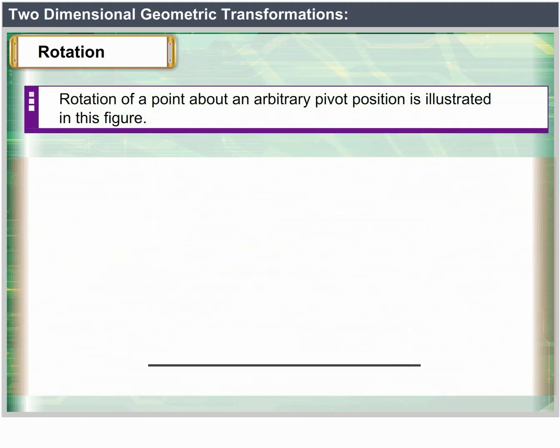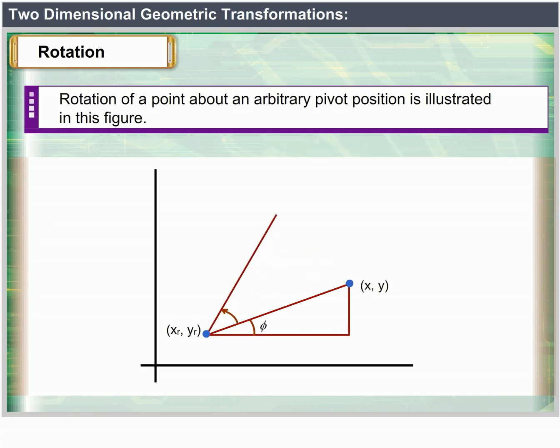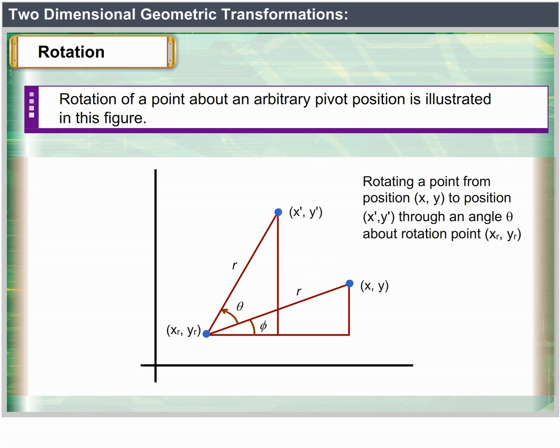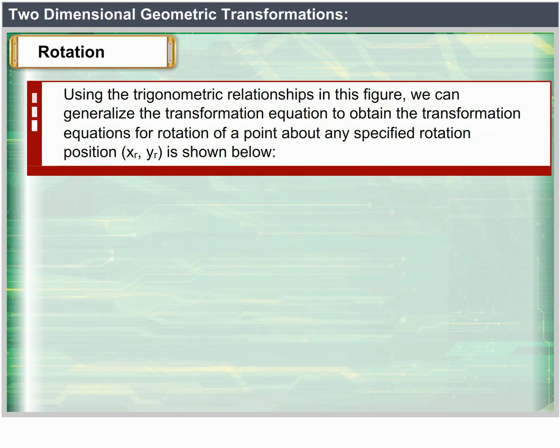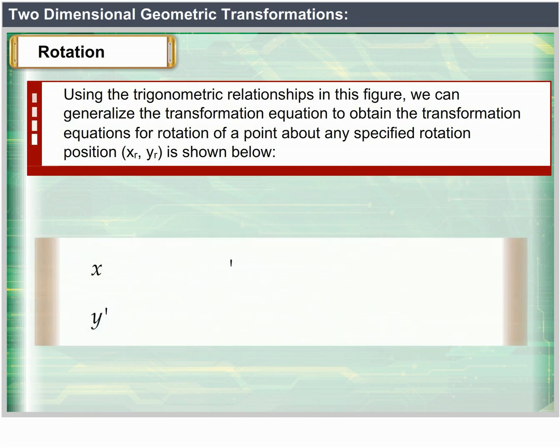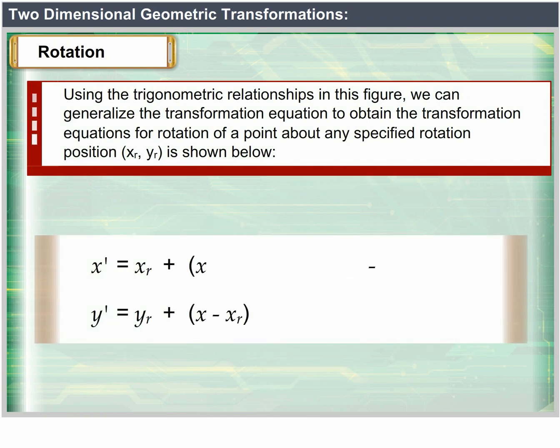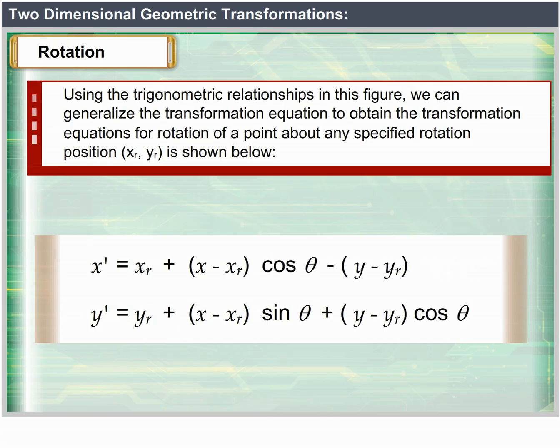Rotation of a point about an arbitrary pivot point is illustrated in this figure. The figure shows rotating a point from position x, y to position x', y' through an angle theta about a rotation point xr, yr. Using the trigonometric relationships in this figure, we can generalize the transformation equation to obtain the transformation equations for rotation of a point about any specified rotation position xr, yr as shown below.